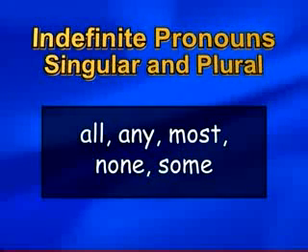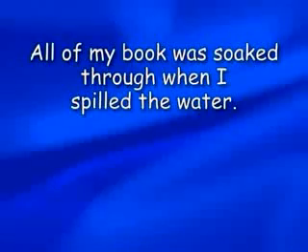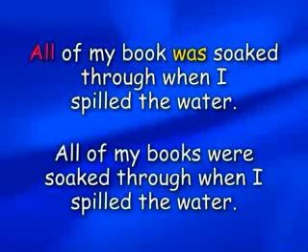Any, most, none, some. Look at these sentences. All of my book was soaked through when I spilled the water. All of one book or the entire book was soaked. We use a singular verb because we are, after all, talking about one book. All of my books were soaked through when I spilled the water. All of several books were soaked. We use a plural verb to reflect the fact that we are talking about multiple books.